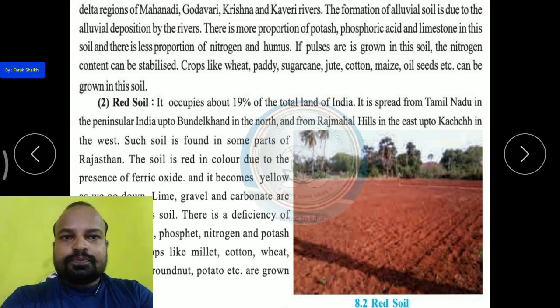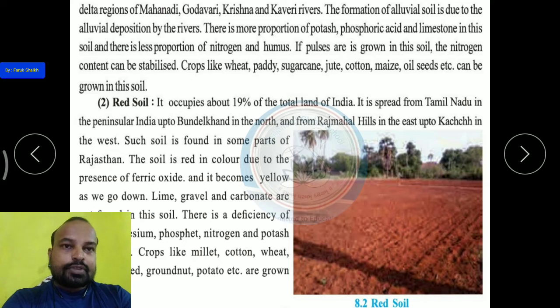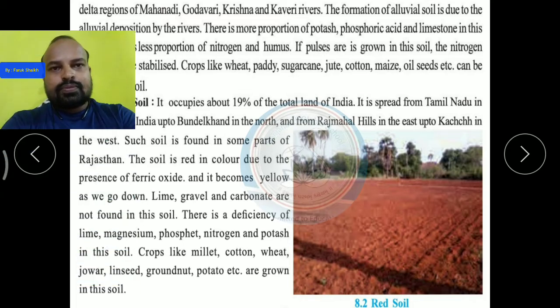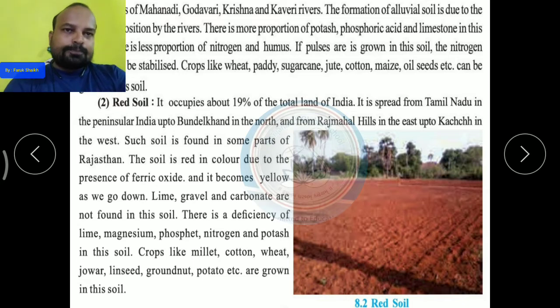Now, red soil. As it is named, the color of the soil is red. You can see in the picture that the soil is red in color. That is why this soil is known as red soil. It occupies about 19% of the total land of India. Alluvial soil 43%, red soil 19%.